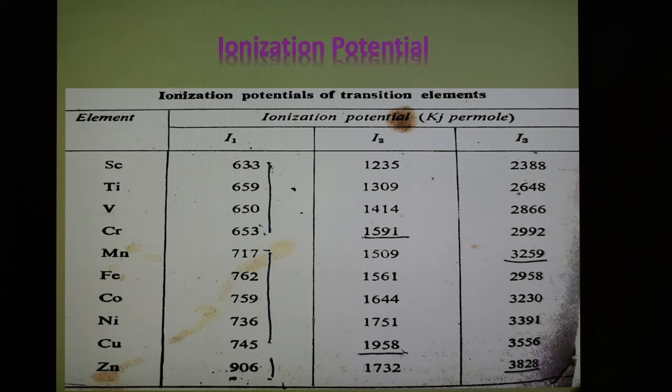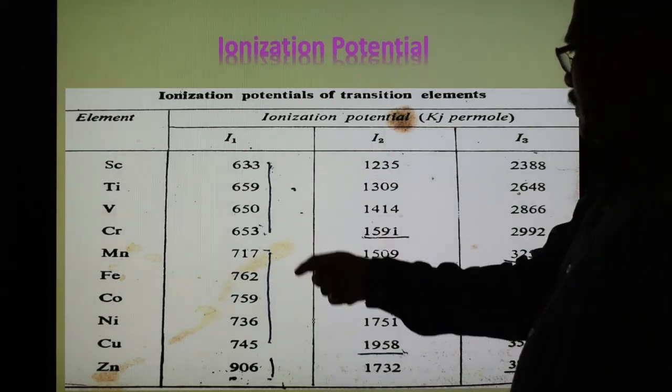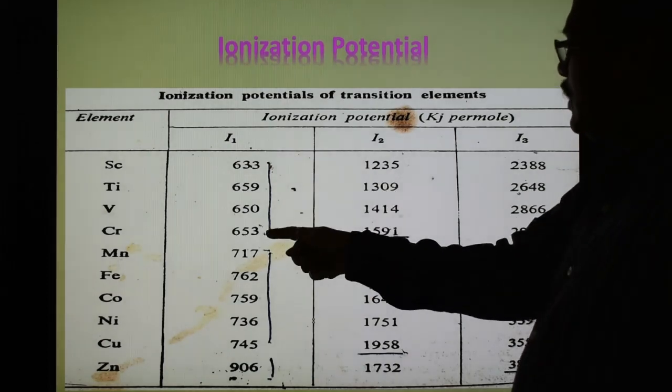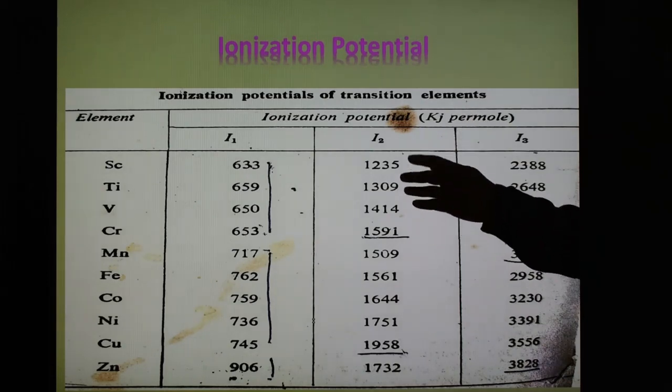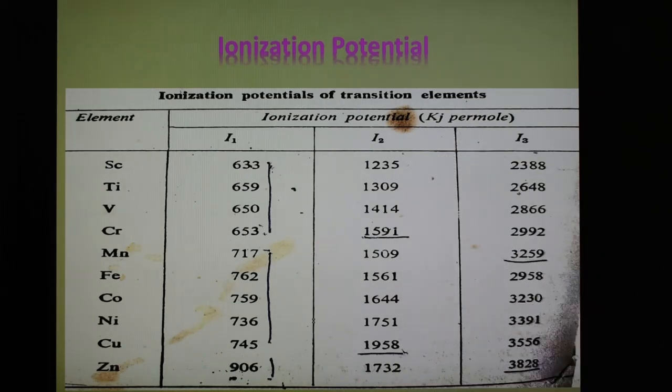So this is the general trend as shown here. The value increases with the increase of atomic number. In case of I1, the first 4 values are nearly the same, then the next ones are higher. In case of I2, the values increase, but here these two show higher values as compared to other elements. In case of I3, manganese and zinc show higher values of ionization potential. So this is the trend of the first transition series elements.